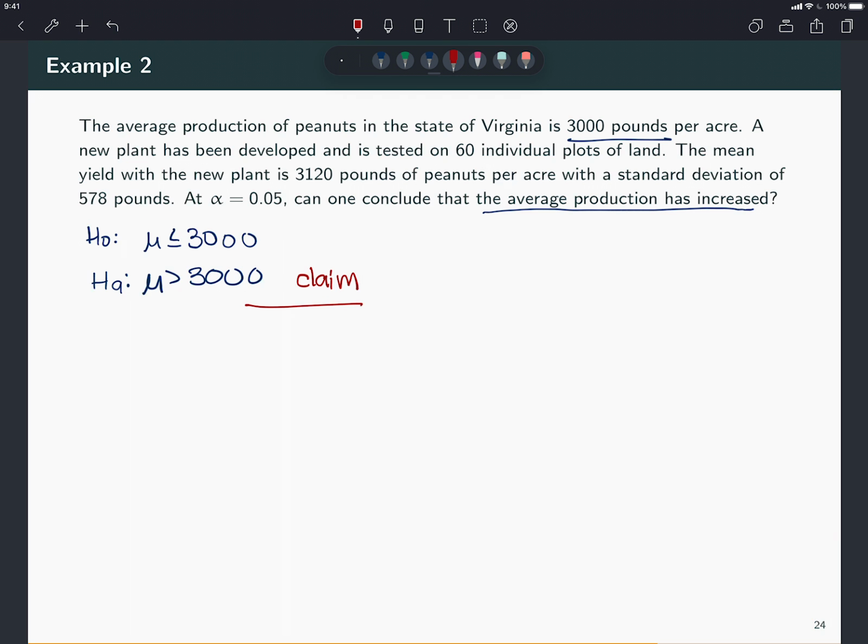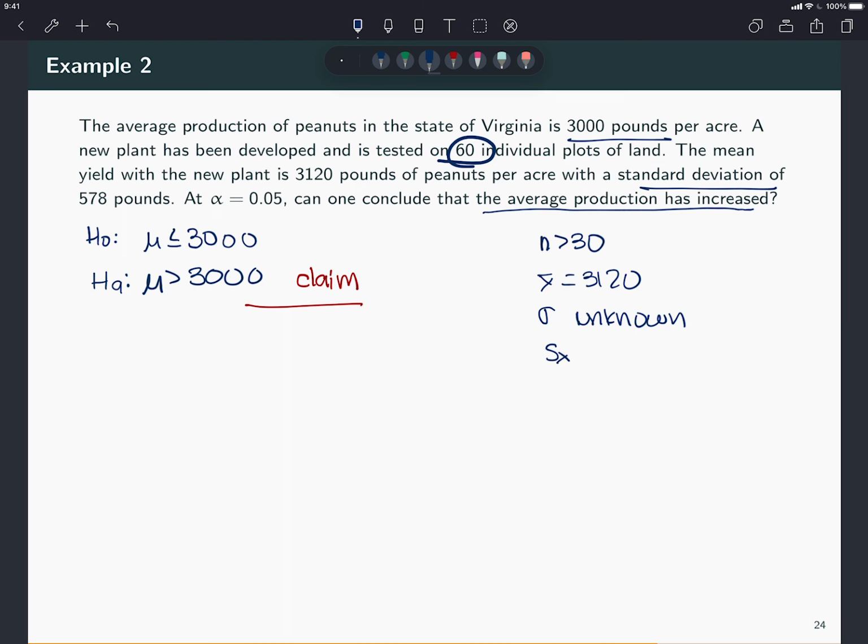Okay, now let's check which test I should be using. Should I be using the Z or the T test? Let's check this out. So the sample I'm getting is 60 plots of land, so n is more than 30. I do not know if the population follows the normal, but I do know that the sample is big enough. It's 60. And I'm getting the sample mean to be 3,120. And I do not know the population standard deviation. So this is unknown, because what is given is the standard deviation of the sample.